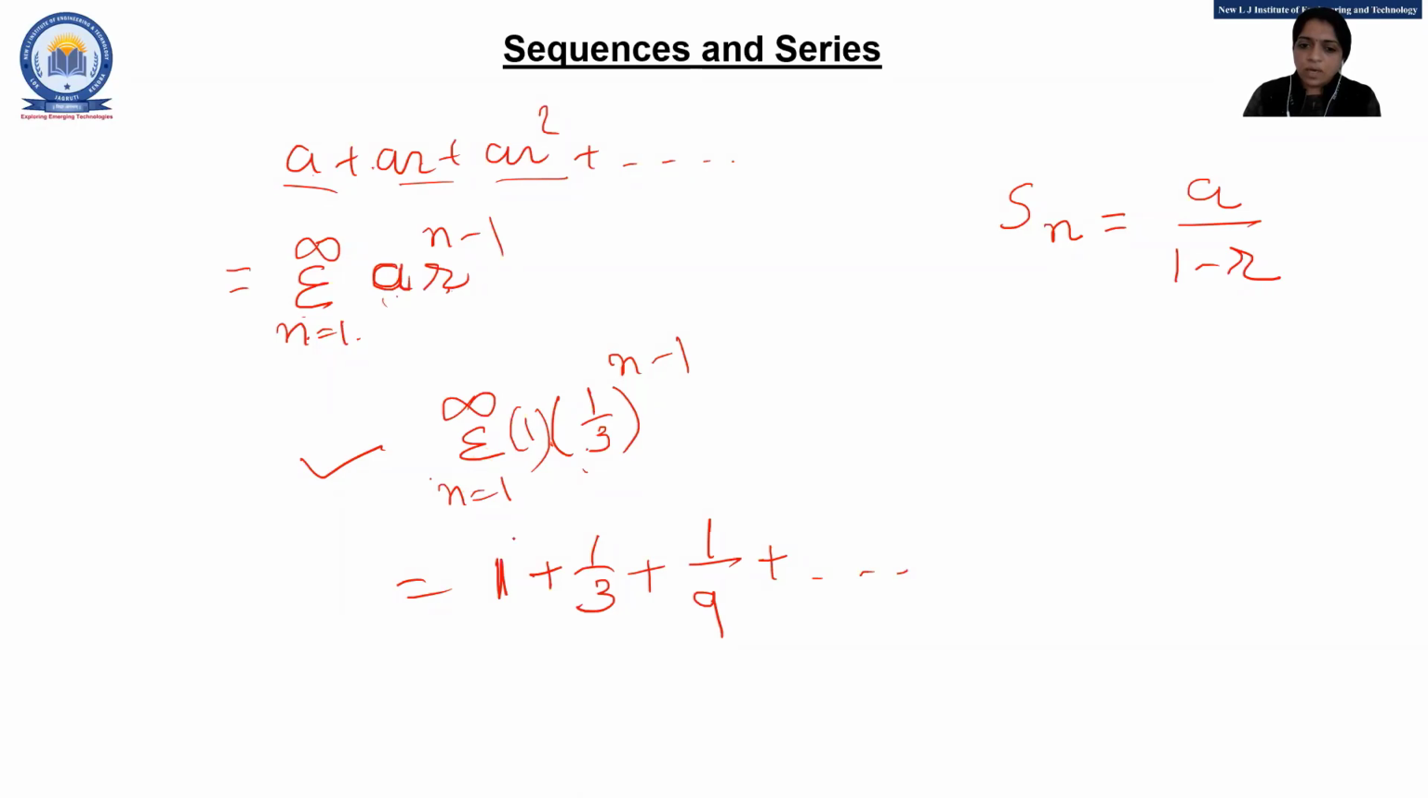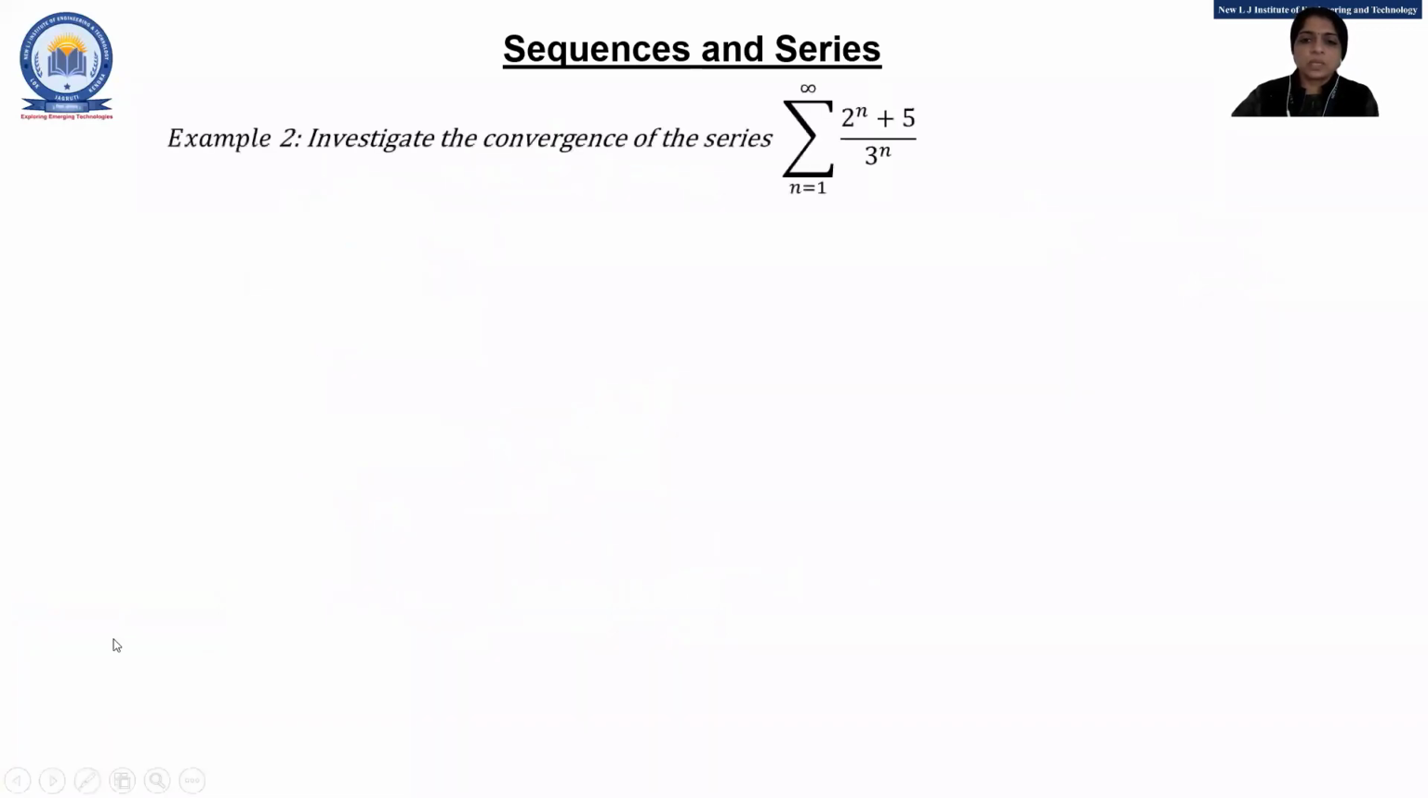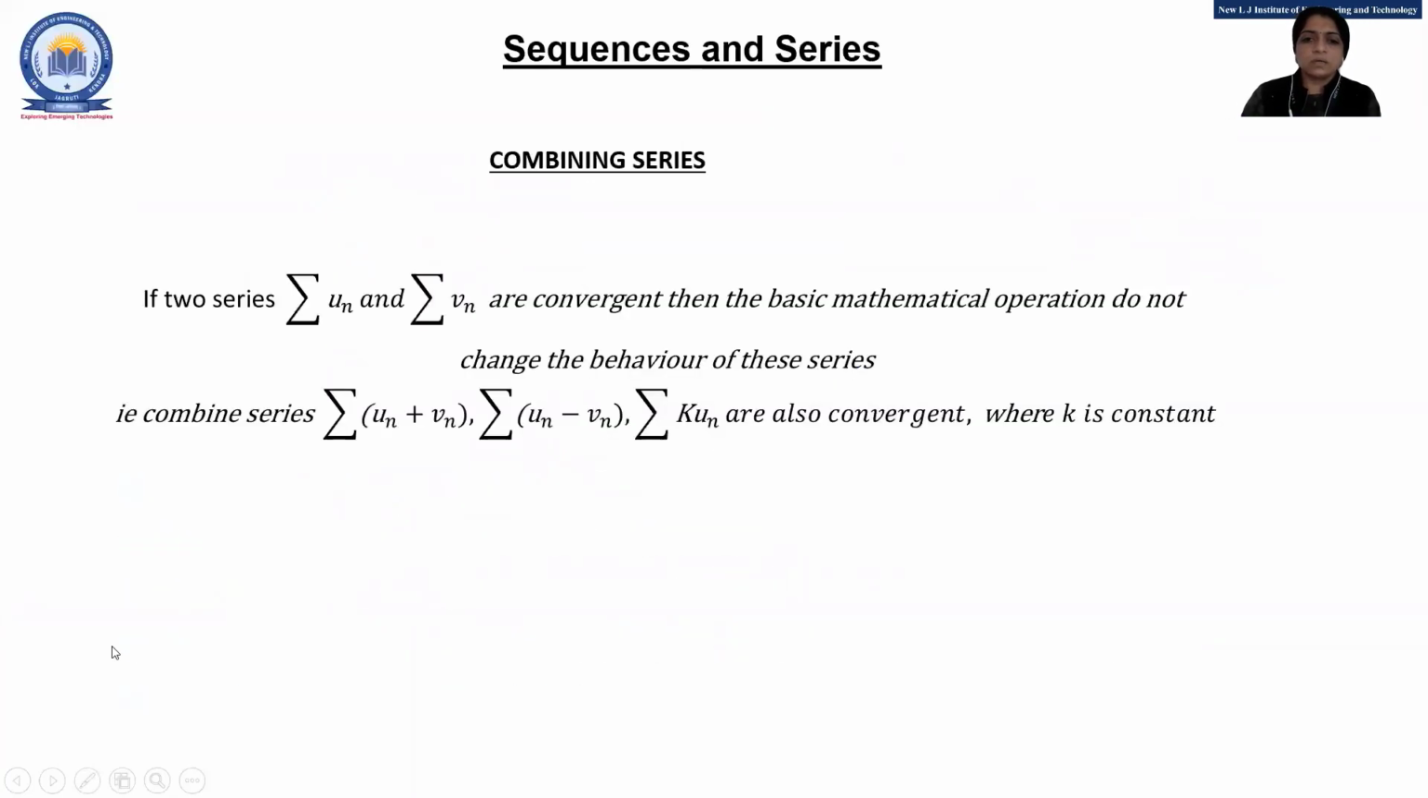So if we are given this kind of series, we represent it in the summation form, and if we are given the summation form, we represent it in this kind of form. Both are the same. Do you have any doubts, students? Okay. So this is the geometric series, and please keep in mind both forms. It will help you in today's example. So let's start our today's topic, that is combining series.